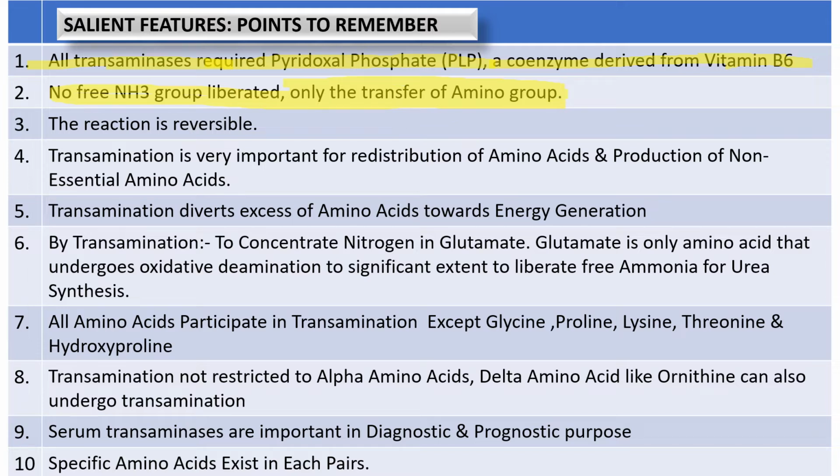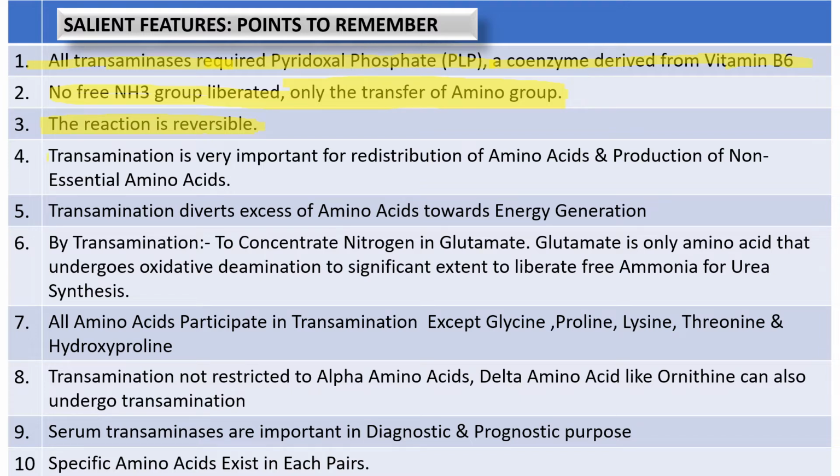Here all the reactions are reversible. Substrate can convert into product, and the products can again act as substrate and convert back into product. So here all the reactions are reversible.